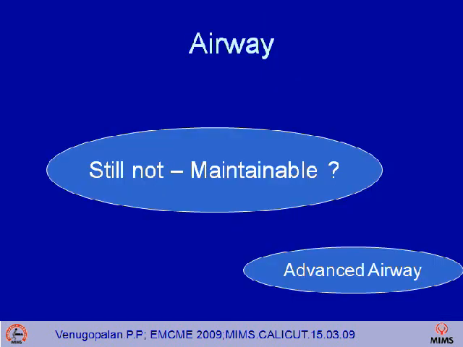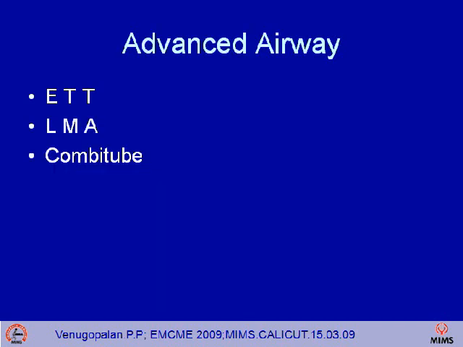Still, if the airway is not maintainable, this is the time to use an advanced airway. The advanced airway, the absolute way of controlling the airway, includes placing an endotracheal tube into the trachea, and other advanced or alternative airways include the LMA and combitube.